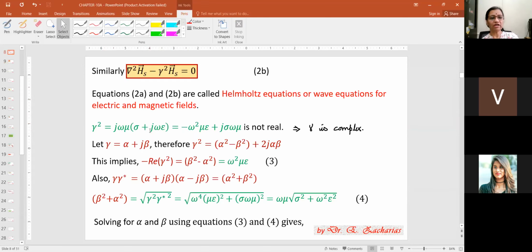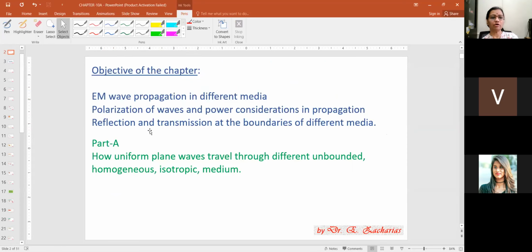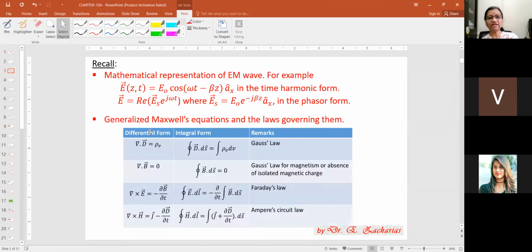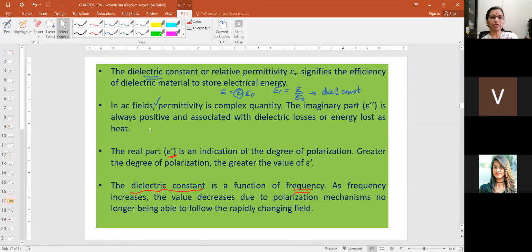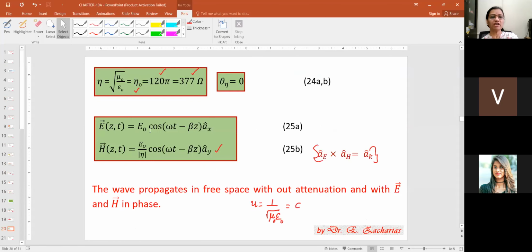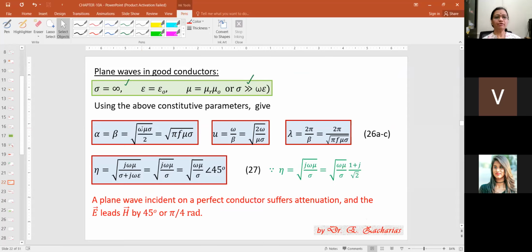So after we do that, let us get the basic expression for alpha and beta. You will find that alpha is going to be equal to beta for a perfect conductor. And if you just work it out, you will get alpha equal to beta equal to under root of omega mu sigma by 2. And what is omega? Omega is 2 pi f. Therefore, you will get a simple expression, pi f mu sigma.